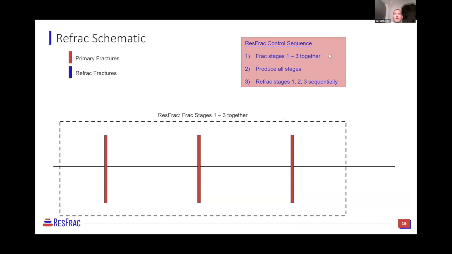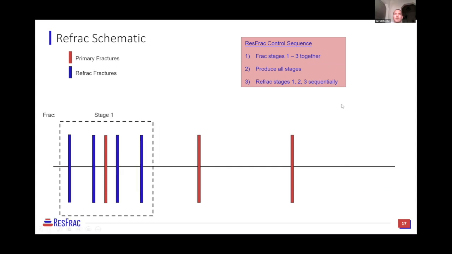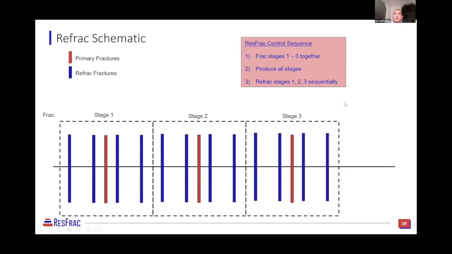So we will first frac stages 1 through 3. We will then go into production, primary production. And then when we go to refrac, we can frac stage 1, followed by stage 2, followed by stage 3. And in that way, we can isolate appropriately during each of the procedures.